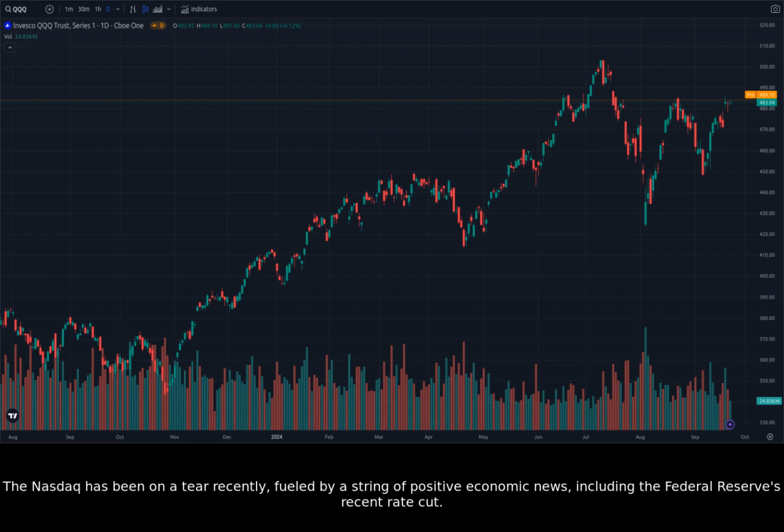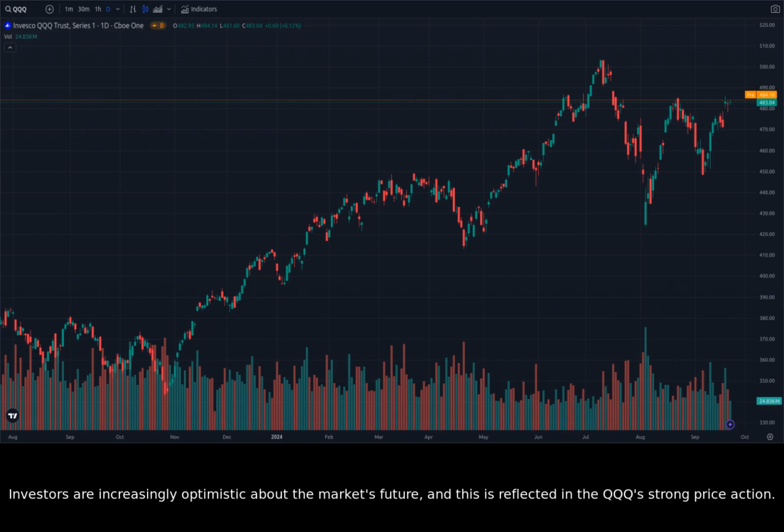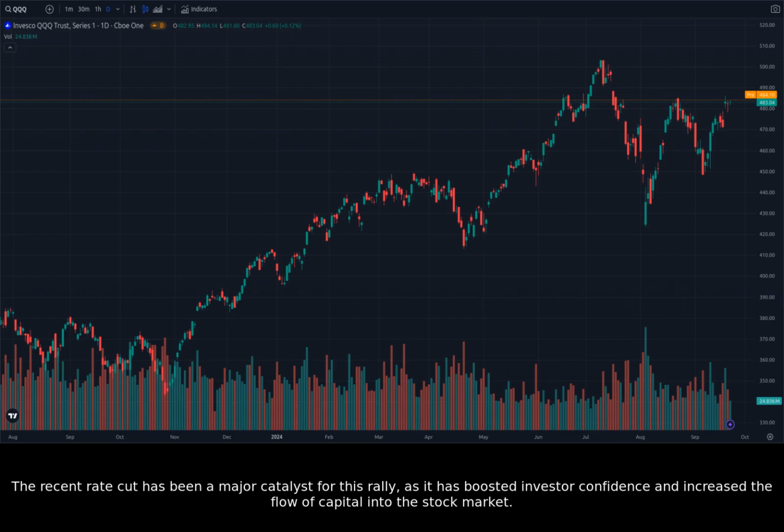The Nasdaq has been on a tear recently, fueled by a string of positive economic news, including the Federal Reserve's recent rate cut. Investors are increasingly optimistic about the market's future, and this is reflected in the QQQ's strong price action. We can see a clear uptrend on the daily chart, with higher highs and higher lows, indicating a strong bullish bias. The recent rate cut has been a major catalyst for this rally, as it has boosted investor confidence and increased the flow of capital into the stock market.